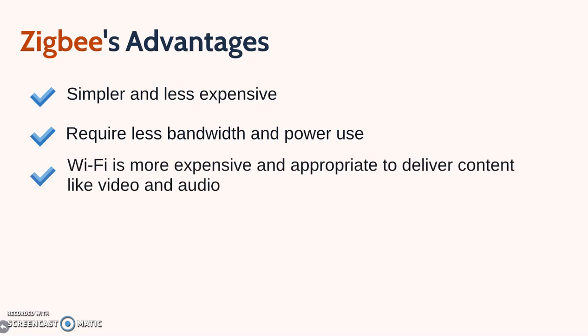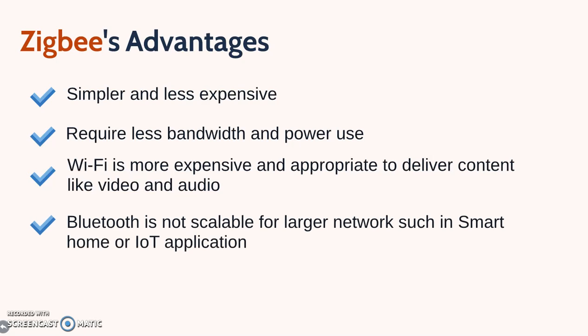On the other side, Wi-Fi might be appropriate to deliver content like streaming video and audio, but it is more expensive than ZigBee and it takes more power. Bluetooth is good for point-to-point communication, but it is not scalable enough for a larger network as in smart home devices and our IoT applications.